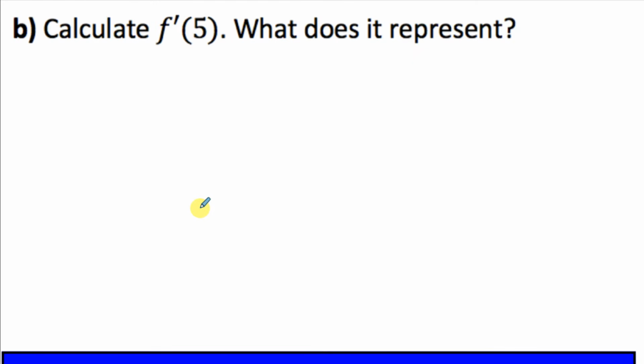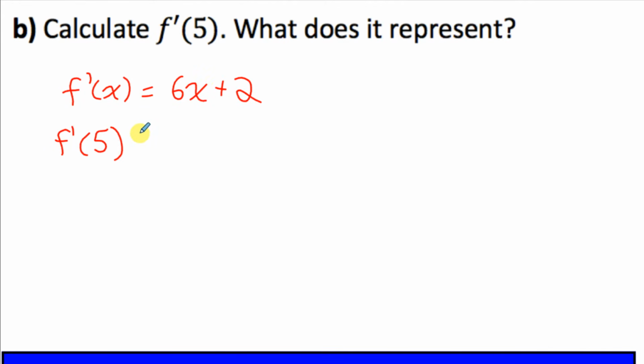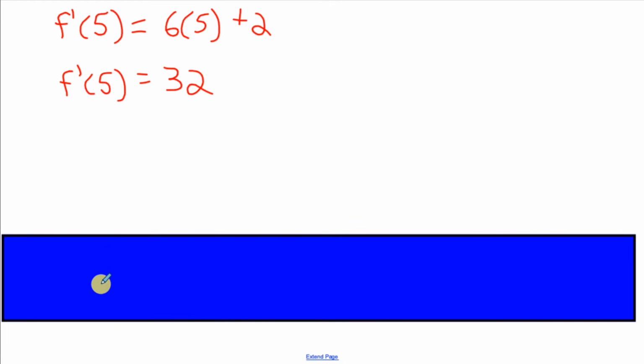And part B actually asks us to find an instantaneous rate of change. It says calculate f prime at 5, and then interpret what that represents. So remember, the equation of our derivative was 6x plus 2. So if we want f prime at 5, that's asking what's the instantaneous rate of change, or the slope of the tangent, at a point on the original function when x is 5. So we plug 5 into the derivative, and we get 32. And what does this represent?